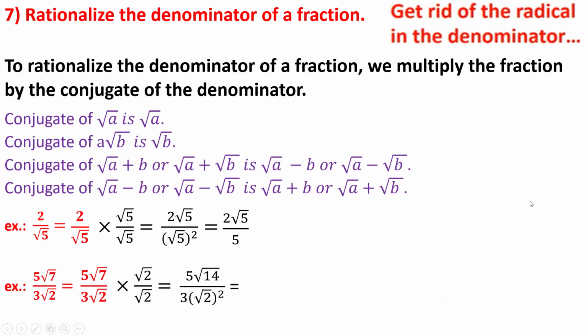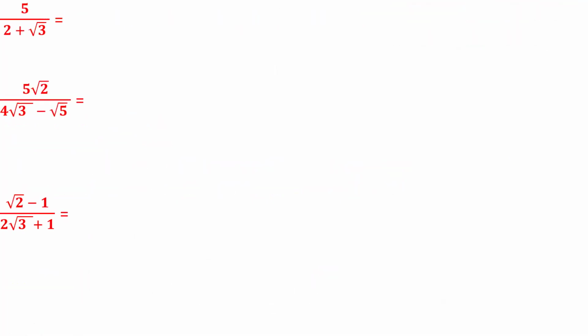So it is 5 radical 14 over 6. Now it is rationalized. Next, 5 over 2 plus radical 3. Now in the denominator I have a radical 3, but this is a binomial in the denominator. To multiply by the conjugate of the denominator as a binomial, I keep them as they are, but I change positive to negative. So what's the conjugate of 2 plus radical 3? It is 2 minus radical 3.